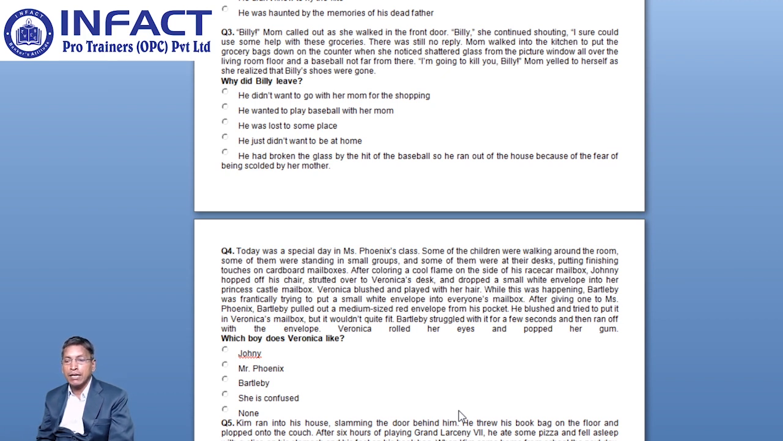While this was happening, Bartleby was frantically trying to put a small white envelope into everyone's mailbox. After giving one to Miss Phoenix, Bartleby pulled out a medium-sized red envelope from his pocket. He blushed and tried to put it in Veronica's mailbox, but it wouldn't quite fit. Bartleby struggled with it for a few seconds and then ran off with the envelope. Veronica rolled her eyes and popped her gum.